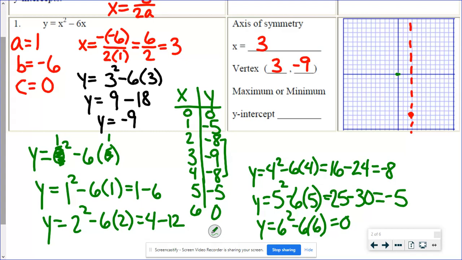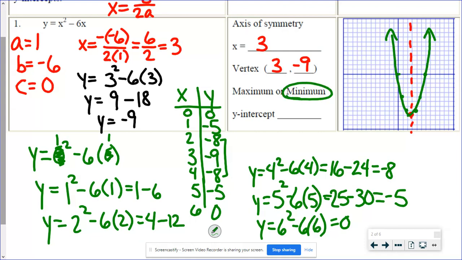So when we graph this, 0, 0, then I've got 1 and negative 5, 2 and negative 8, 3 and negative 9. And then it's going to come back again. And again, my alignment is a little bit off. I'm really sorry. I'll try to do my best here. Remember, these are not straight sides. It's not a V. That vertex, because it's at the bottom of my graph, that is going to be a minimum.